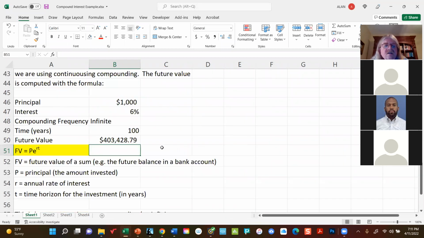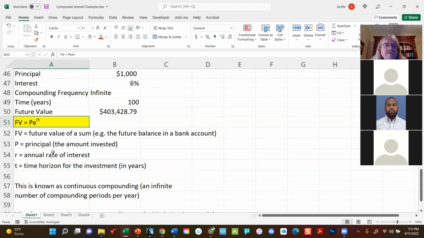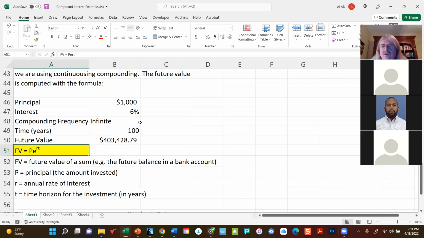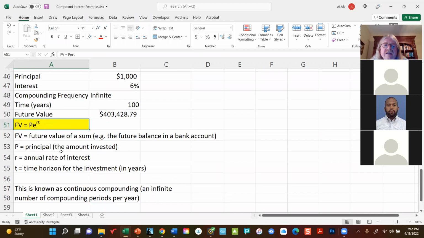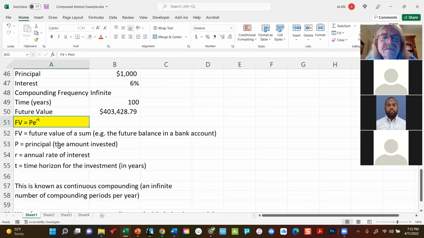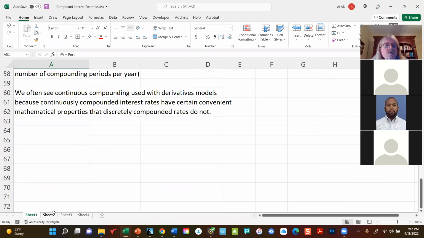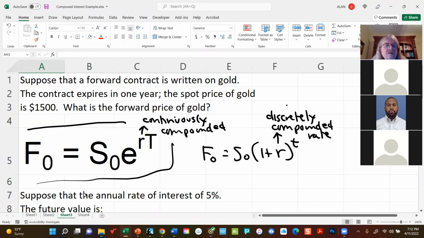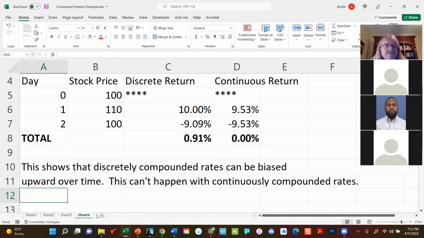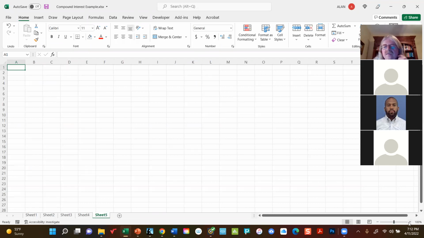Up to this point, we talked extensively about the future value of a sum. If I put the money in the bank now, how much will it be worth in the future? So I can calculate the future value using Excel's formulas with discrete compounding. But if I have continuous compounding, I have to use this formula. Excel doesn't have the continuous case built into it. So the present value, let's go ahead here and discuss this right now.